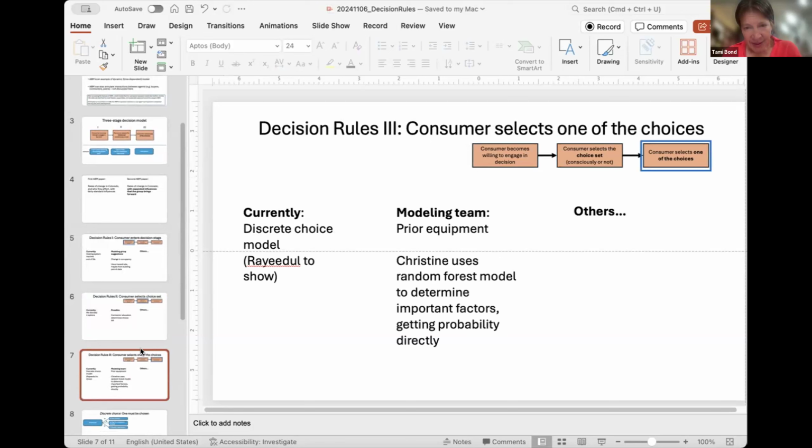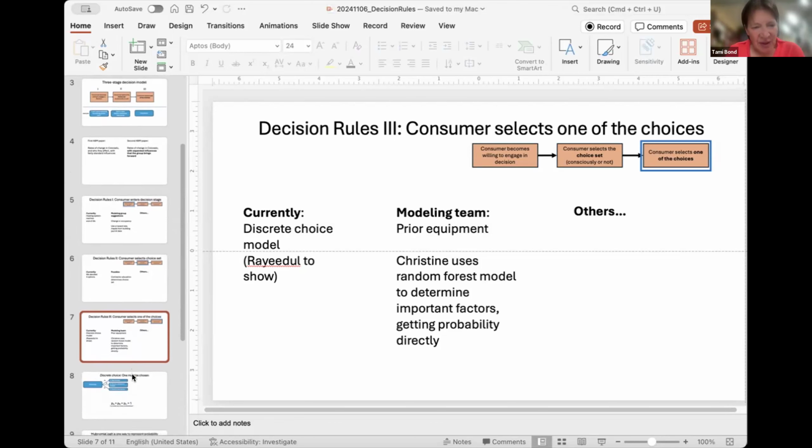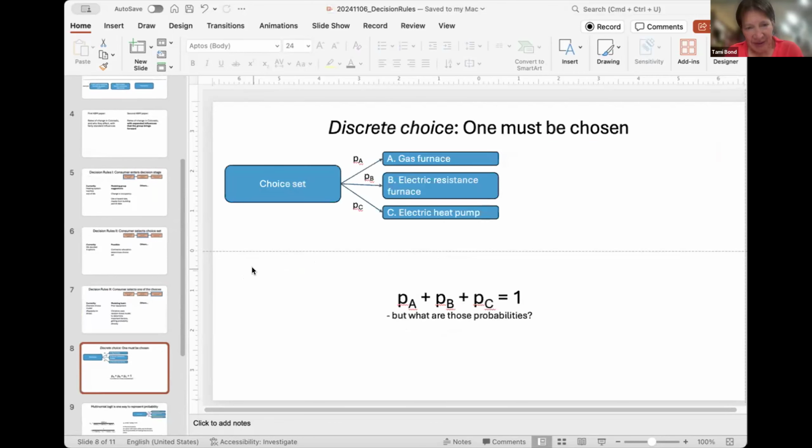Okay, and then in the third stage, the consumer selects one of the choices. I'm going to go into more depth in this and in the later slides. But the modeling team in our discussion on Wednesday suggested maybe we want to consider prior equipment. And then Christina uses a random forest model and another technique that I can't remember to determine important factors and gets probability directly. So let me talk a little bit about that probability before we go on.